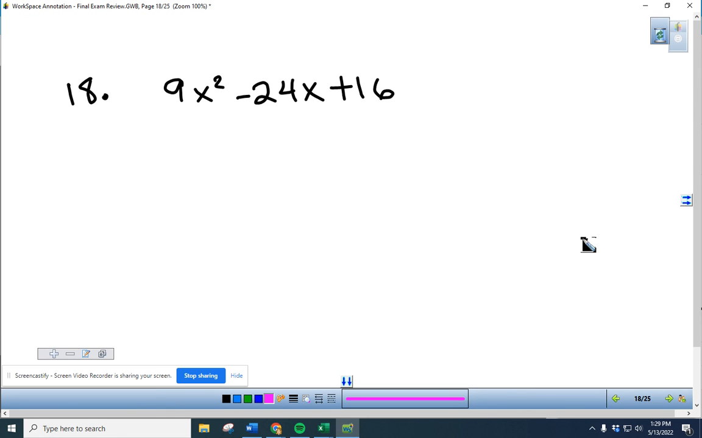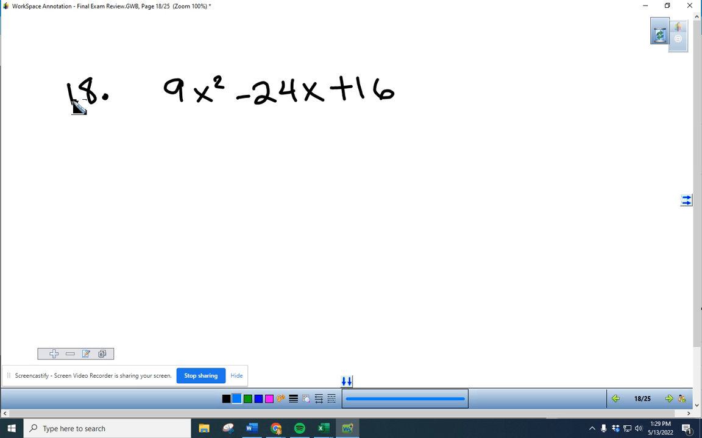Number 18 is factoring once again. If we look at this problem, we have 9x squared minus 24x plus 16. The first thing that I would always start with is the t-chart because actually, no. 9, 24, and 16. Can all of those be divided by the same number?